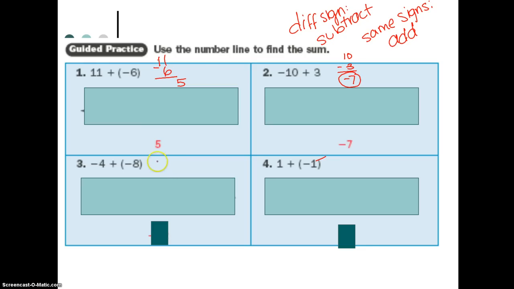Number 3, same sign, so I'm going to add them together. Answer is 12. Because it's the same sign, I keep the sign that they have in common, which is negative 12. For number 4, they're different signs, so I'm subtracting. You get 0. Well, 0 does not have a positive or a negative. It does not have a sign, so it's just 0.